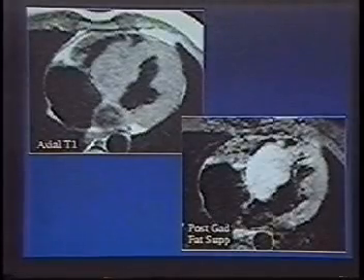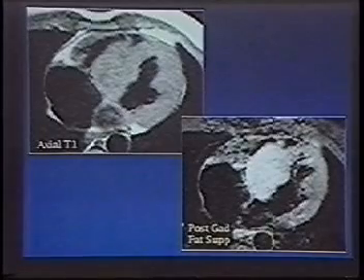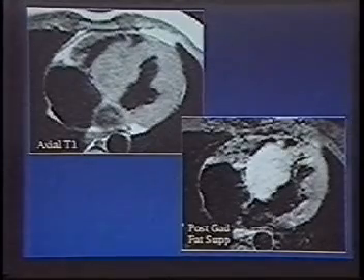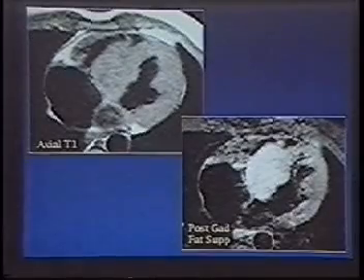And I showed you this case earlier. This was the angiosarcoma that's in the septum, interventricular septum. And pre-gadolinium, it almost looks like hypertrophic cardiomyopathy, asymmetric septal hypertrophy, but there is this intensely enhancing mass. This is a tumor.